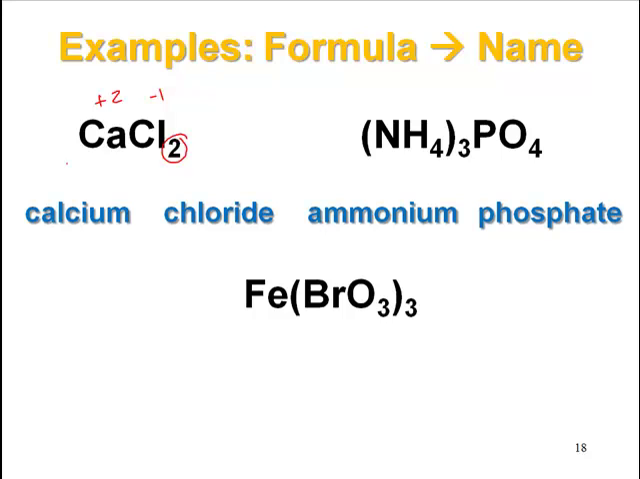So then, how would you tell the difference between naming between the two? Great question. How do we tell the difference between naming binary ionic and binary covalent? Right? So the cool thing is with this, let's see that.